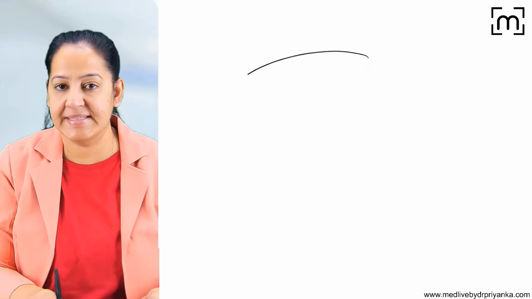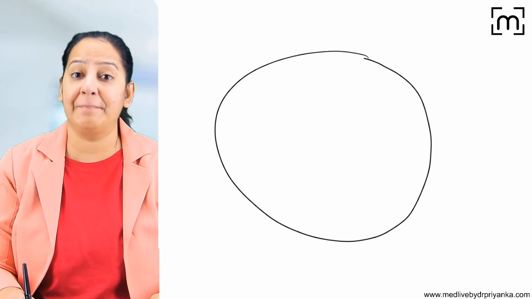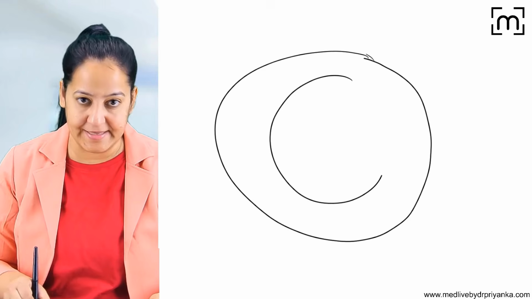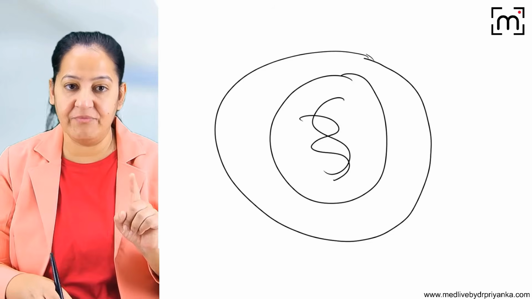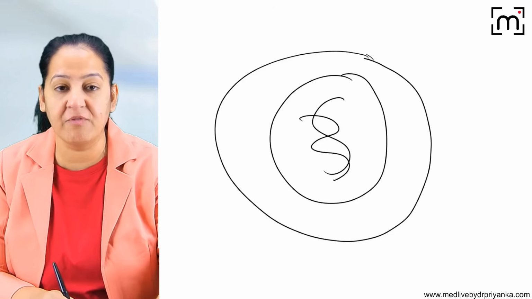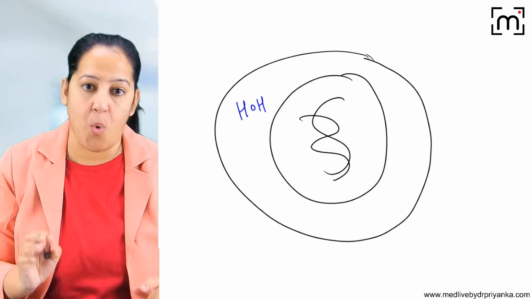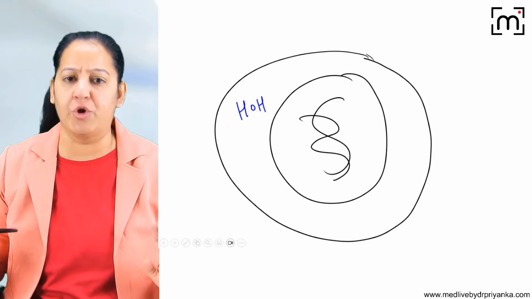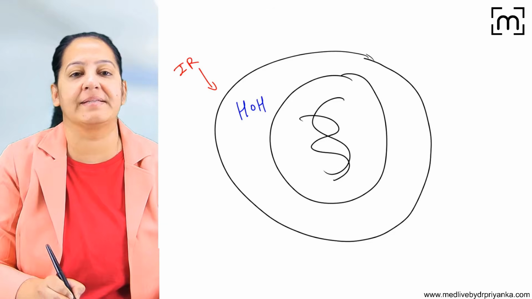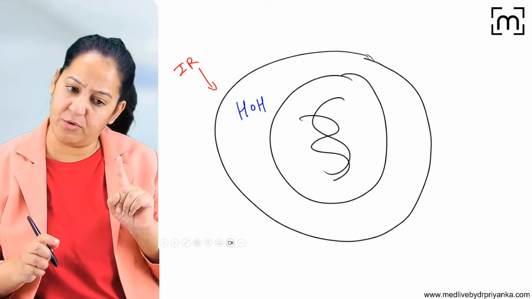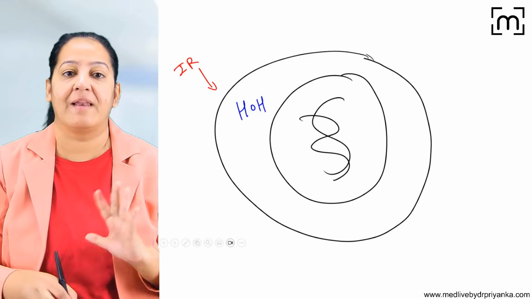What is the mechanism? Now, this can be any body cell, not only skin cell. Maybe it is a blood cell. This is the nucleus, inside which is the double-stranded DNA. Now, in the cytoplasm, we all have water. H2O, water is present in the cytoplasm of all human cells, right? Now when IR, ionizing radiation, is falling on the cell, ionizing radiation is not of three types, it is of only one type. When it is falling on the cell, what does it do?